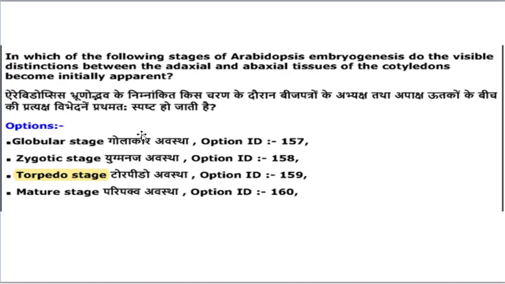So the question is: at what stage of the plant embryo do the upper side and lower side of the cotyledon become initially apparent? It is initially apparent in the torpedo stage, friends. First, the cotyledon primordia will be generated in the heart stage, then the heart stage will be followed by the torpedo stage. The primordium will elongate and form the abaxial side and adaxial side, so it will be visible in the torpedo stage.